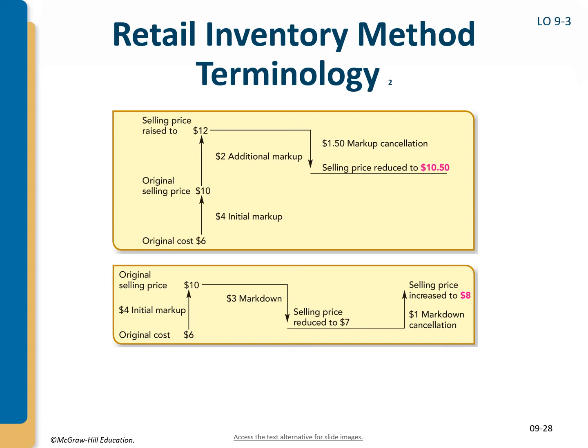If the original selling price is $10 and they reduce the selling price to $7, now you have a markdown of $3. If they increase the price up $1 to $8, that's canceling $1 of the original markdown, and that's called a $1 markdown cancellation. So as I said, to use this method, companies need to track those.